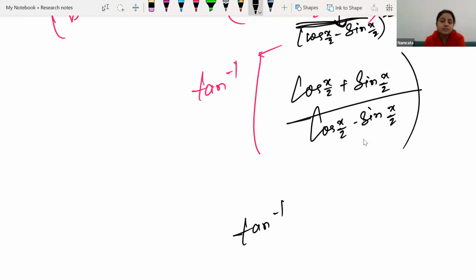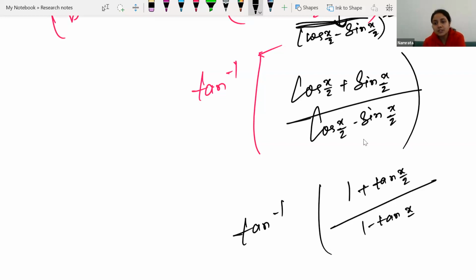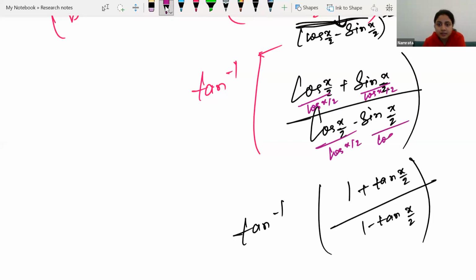Now if we divide the numerator and denominator by cos x by 2, we will get 1 plus tan x by 2 over 1 minus tan x by 2. If this step is not clear to you, please let me know. I am dividing the numerator and denominator here by cos x by 2, like this, like this, like this, and like this. And that's how we are getting the next step.